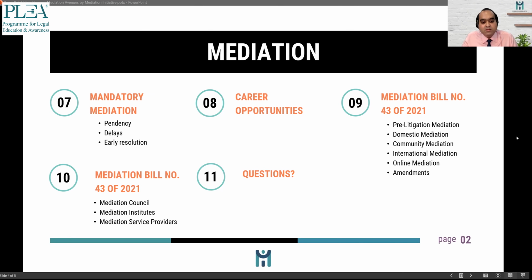And then ultimately we have the mediation service providers. Mediation service providers are those entities which will be similar to arbitration centers, where these centers or service providers will specialize in providing the infrastructure and the facilities for conducting mediations. And they will also have to adhere to certain standards and rules and regulations, which, like I said, we will need to see what they will be when the law is passed and the rules come out.